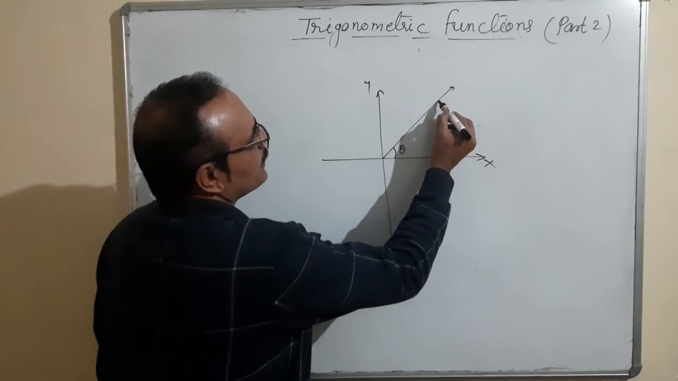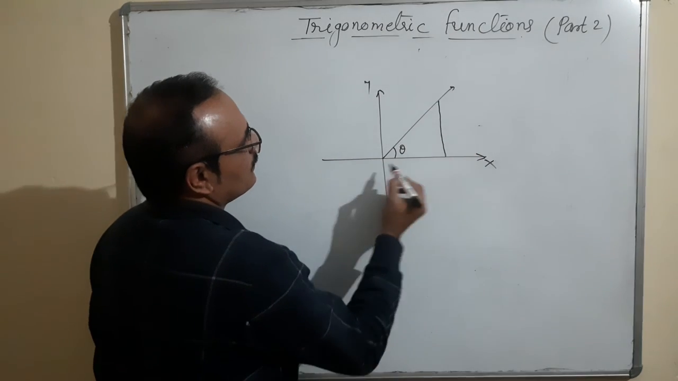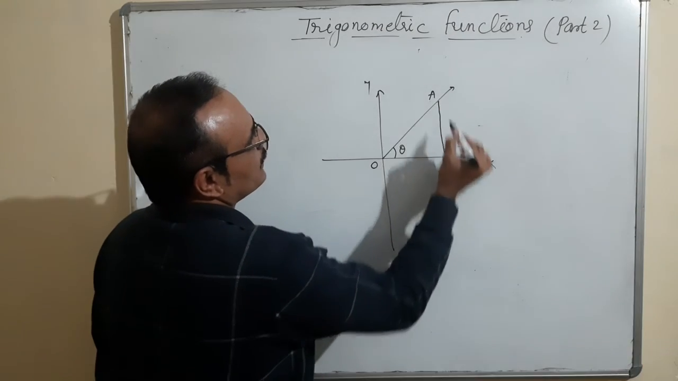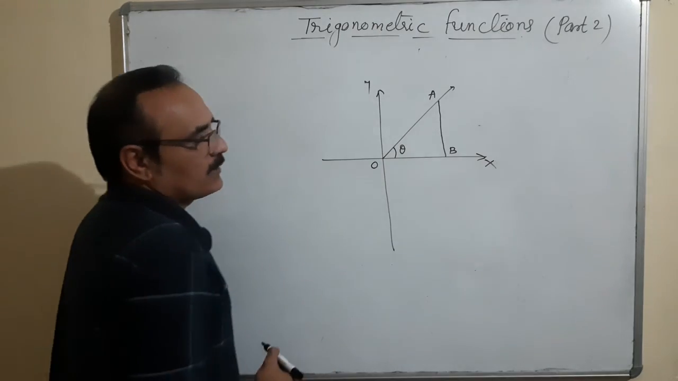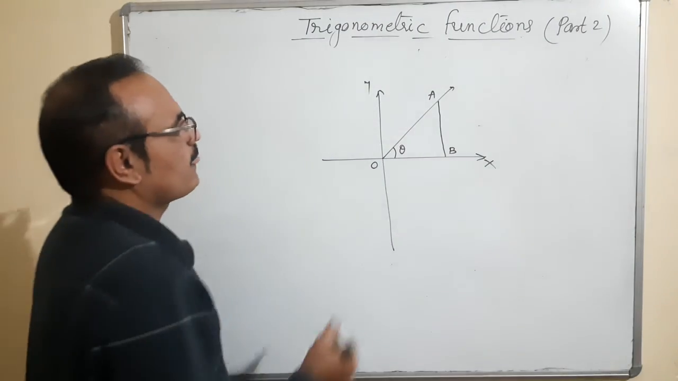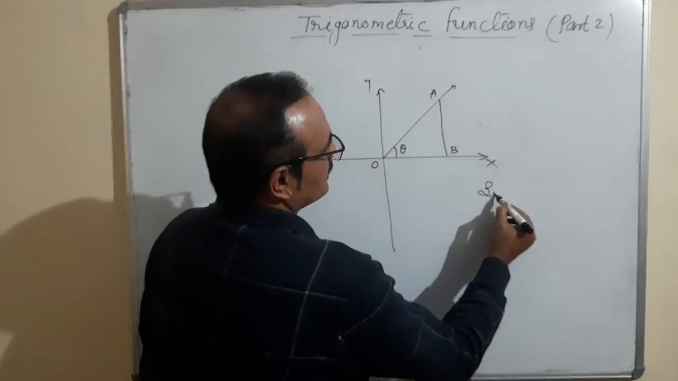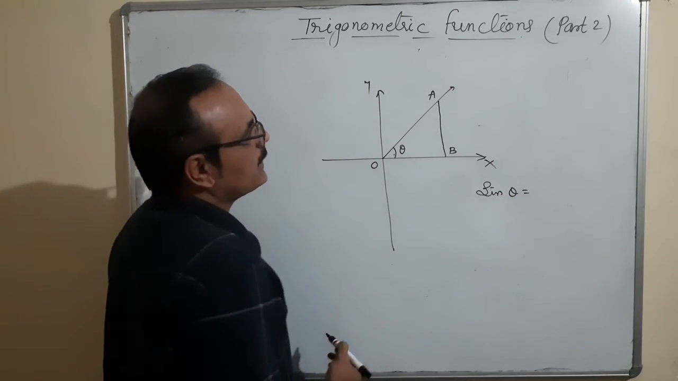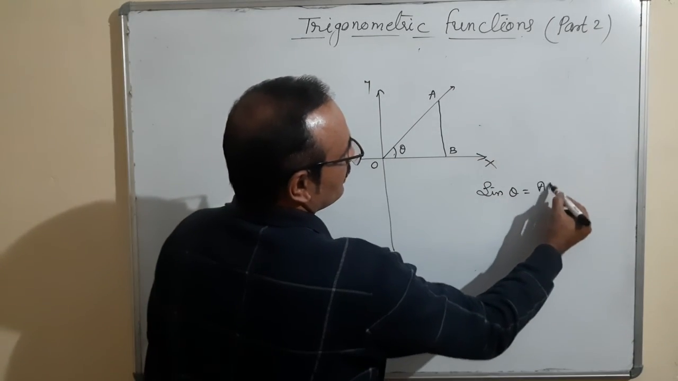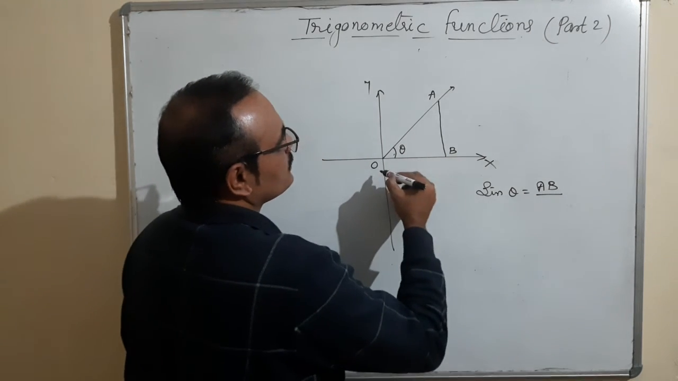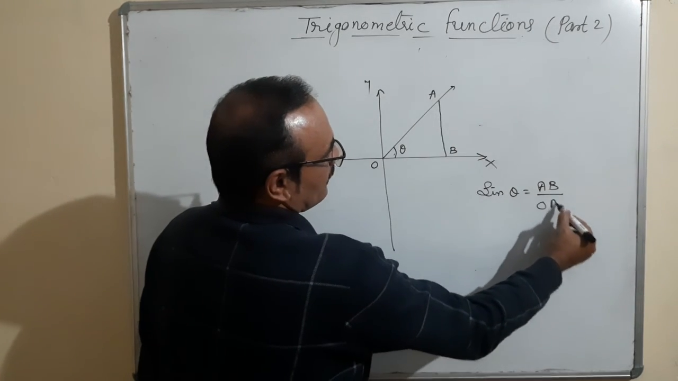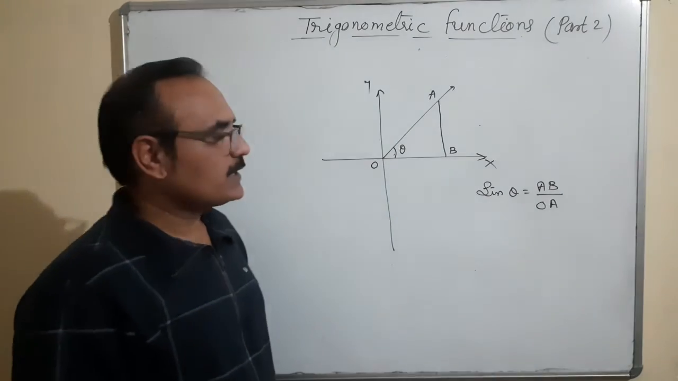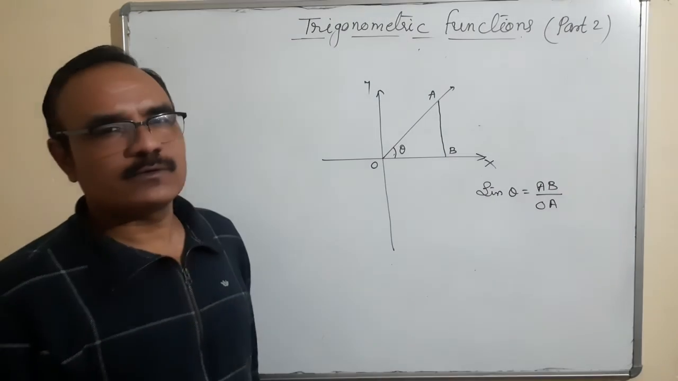Drop one perpendicular here. O, A, B. What is the value of this? Sine of theta is equal to the opposite side, perpendicular AB, upon hypotenuse OA. Sine theta is equal to AB upon OA.